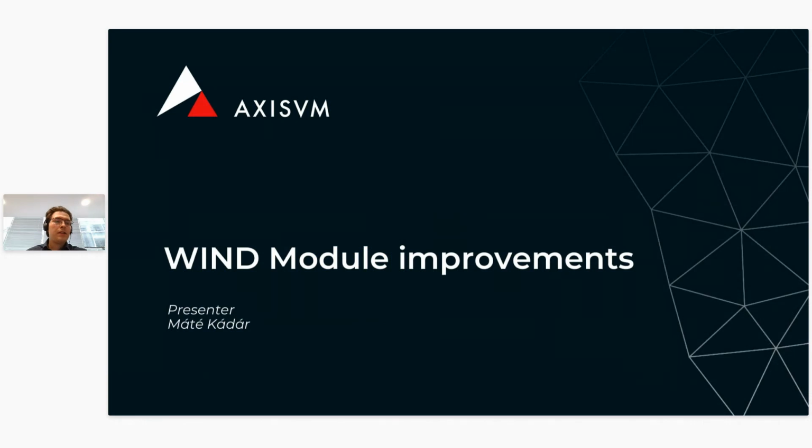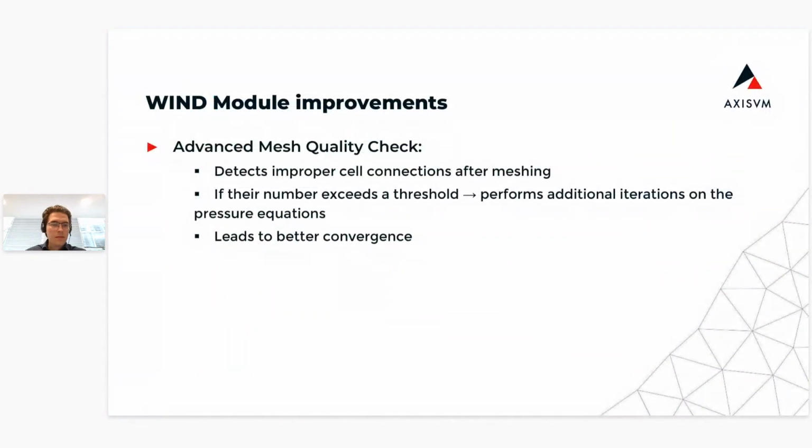Now I will summarize the new features released for the WIN module. In X8, a more advanced algorithm for checking mesh quality has been introduced. If the mesh quality is inadequate, many non-orthogonal cell connections may form. And from now, after meshing, the program checks the number of these poor quality cells. If the number is too high, it performs extra iterations on the pressure equations to ensure convergence.